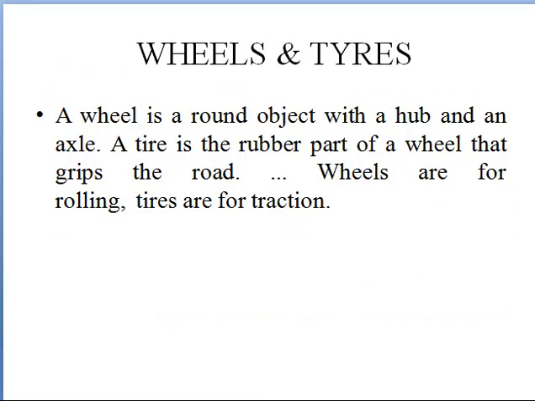Next one is wheel and tire. A wheel is a round object with a hub and an axle. A tire is the rubber part of the wheel that grips the road. Wheels are for rolling and tires are for traction. So this is about wheel and tires.